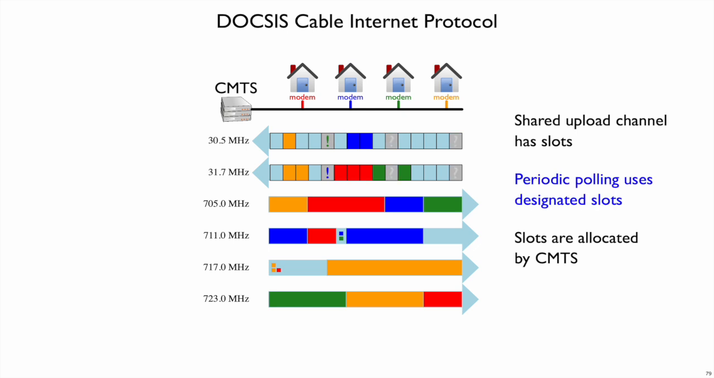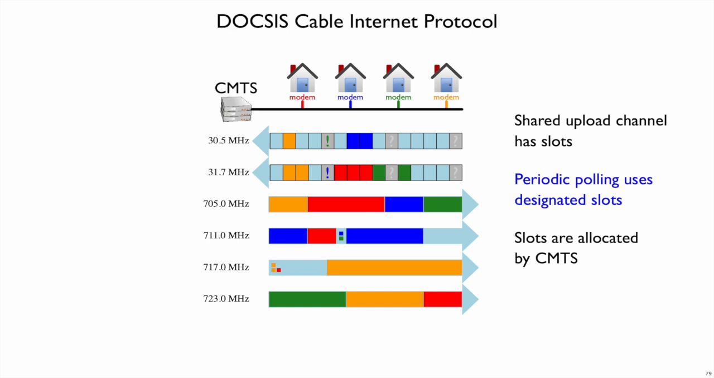And the answer is that some of these upload slots are not ever allocated. They're periodic slots that the modems are supposed to use to send requests on. In this particular period here, both green and blue said that they had data to send, and that's why the CMTS allocated green and blue some slots in the upcoming upload slots. These modems can't use these gray slots for regular upload. They'll never be scheduled. Those are the ones they should use to request an upload.